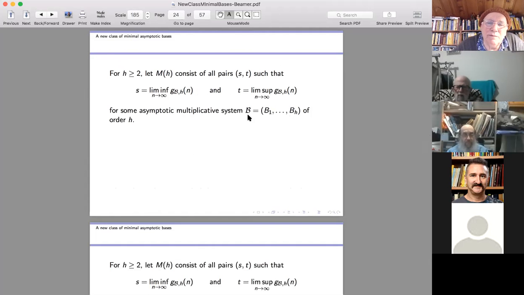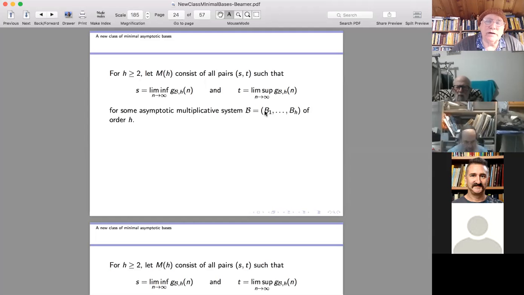Suppose this is some multiplicative system, B_1 up to B_h. So these are h sets of positive integers, with no conditions on them. They don't have to be disjoint or pairwise disjoint, but it does have the property that from some point on, every positive integer can be written in at least one way as a product of an integer in B_1 times an integer in B_2 and so forth up to an integer in B_h. And fix h, the number of factors, the number of sets in this h-tuple.